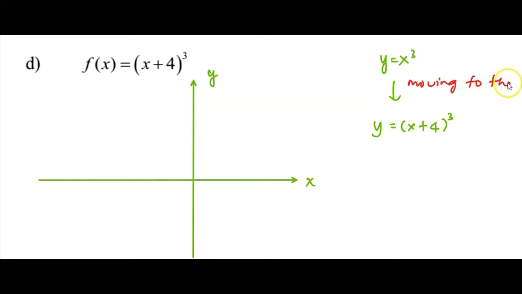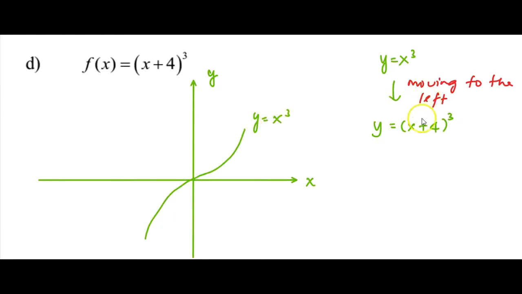Moving to the left for 4 units. If you have (x minus 4) cubed, meaning that your graph will be moving to the right for 4 units. If this sign is negative, meaning that moving to the right. If this is a positive, meaning that your graph is moving to the left. Start from the y equals to x cubed. This is the shape of the y equals to x cubed.